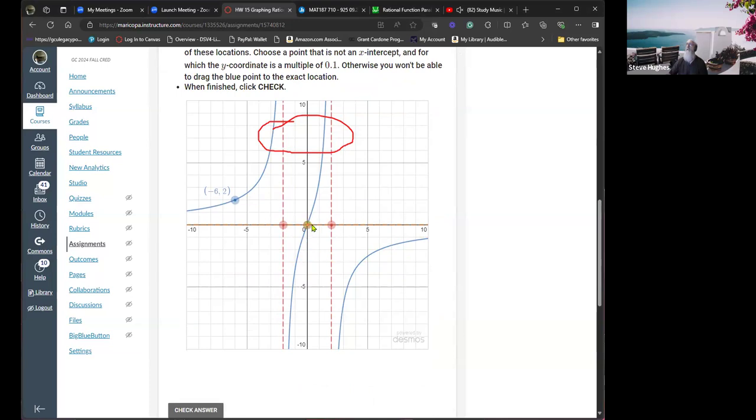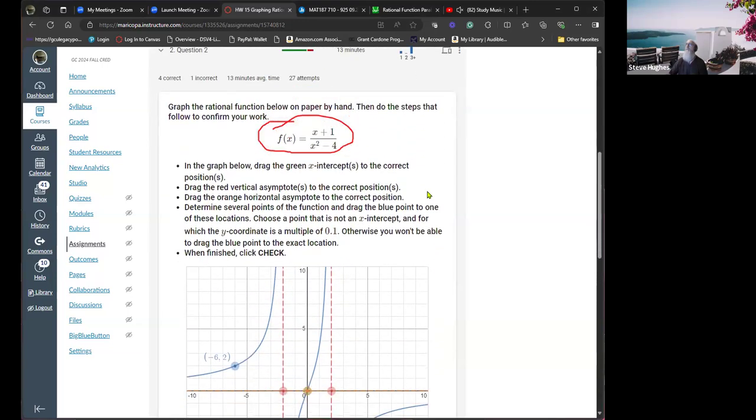Notice there it says it has an x-intercept at 0, a y-intercept at 0. Does it? Look up there. Is my x-intercept at 0? Once again, how do I find the x-intercept? That's where my function equals 0, right? Where does that function equal 0? Wherever the numerator equals 0. So f of x equals 0, where x equals what, everybody?